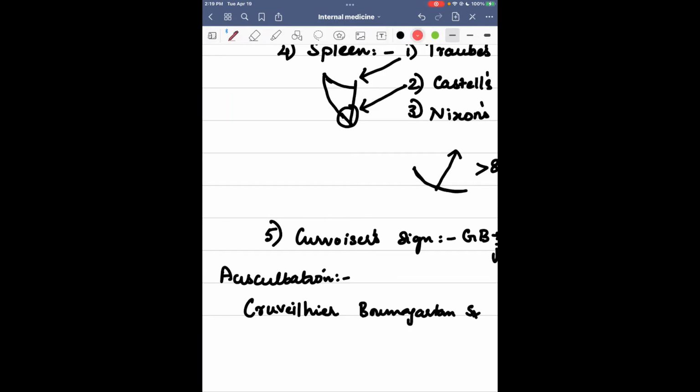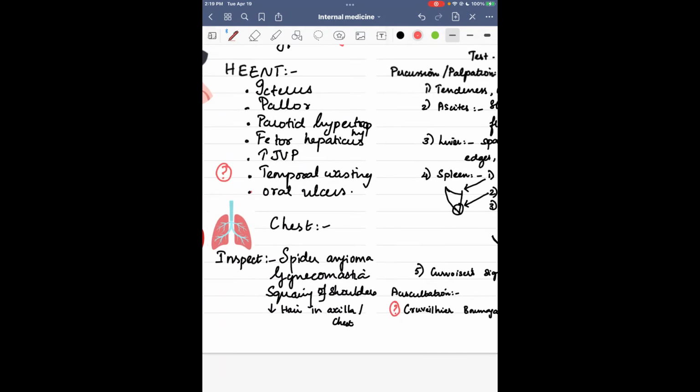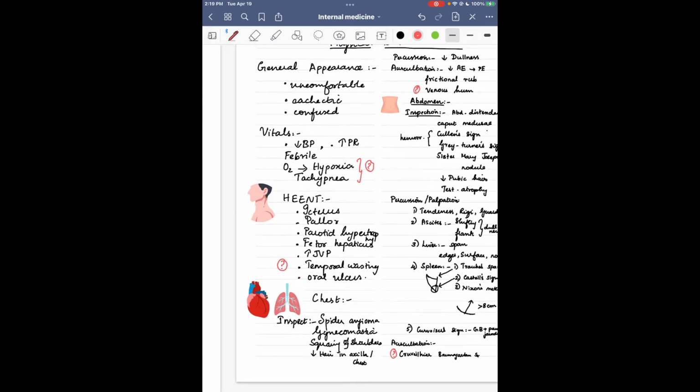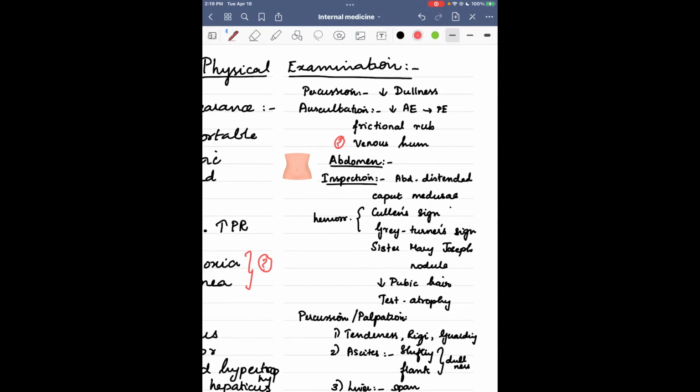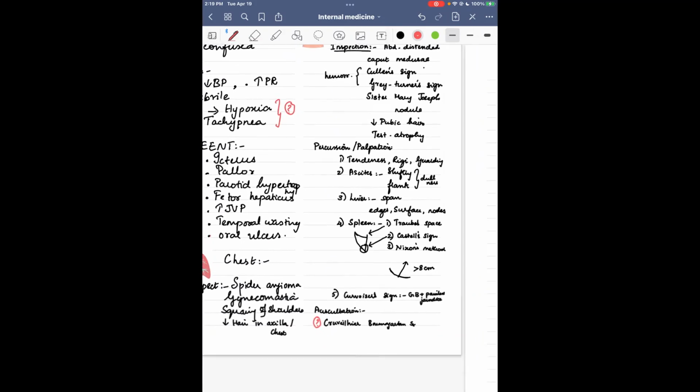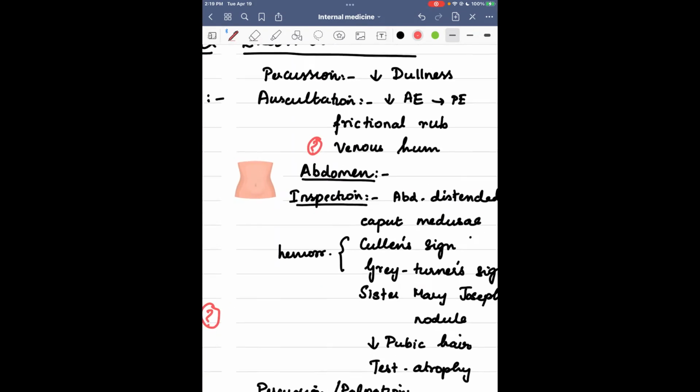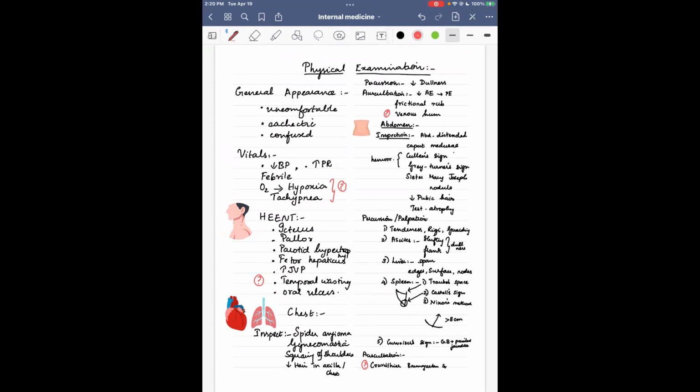What I would like to know is if this is the same venous hum that we hear in the chest region, or is it different, or is there any other mechanism involved in this finding where we are able to listen to a venous hum in the chest? Okay, so I believe this is all about the abdominal examination, and then we have the extremities. So let me go to that.